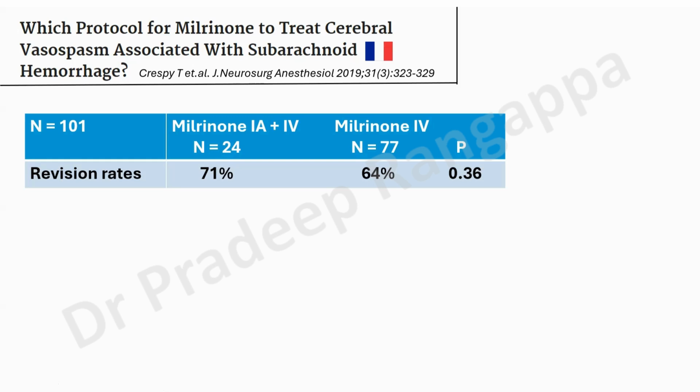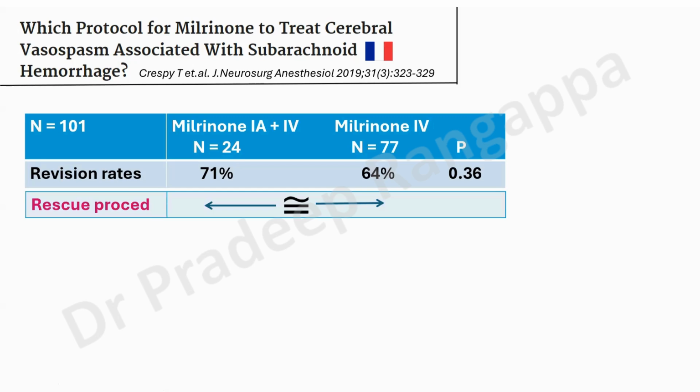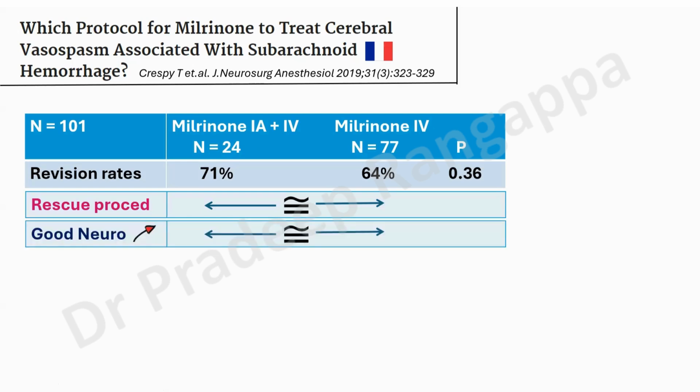Even IV Milrinone was as good as intraarterial with intravenous Milrinone, and the need for rescue procedures was also similar between IV and intraarterial plus IV Milrinone. And good neurological outcome was also similar. So this particular study possibly paved the pathway for the Milrispasm study, where they compared IV Milrinone with induced hypertension. So basically, this study highlights that IV Milrinone is as good as giving intraarterial plus intravenous. And the modified Rankin score, 0 to 2, which qualified as good neurological recovery, was similar in IV and intraarterial Milrinone. So these are two reasonably good studies that we have to substantiate that IV Milrinone is as potent as intraarterial Milrinone.